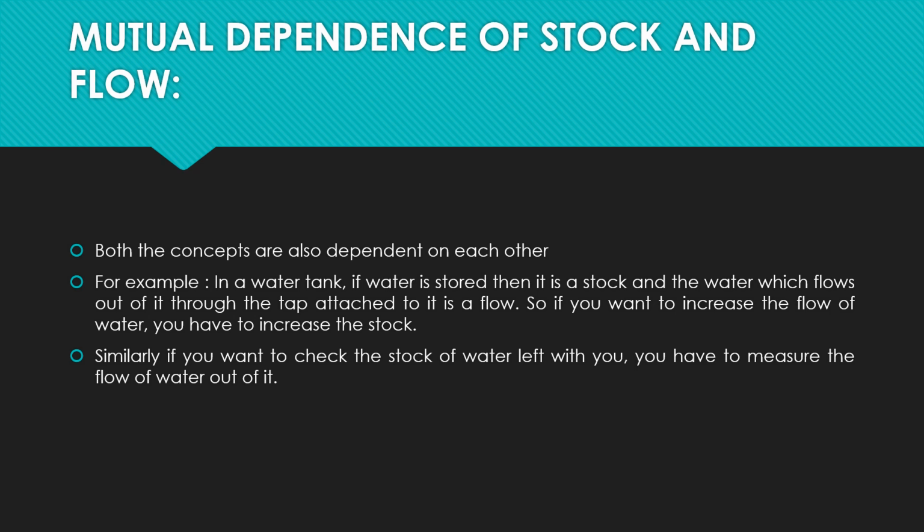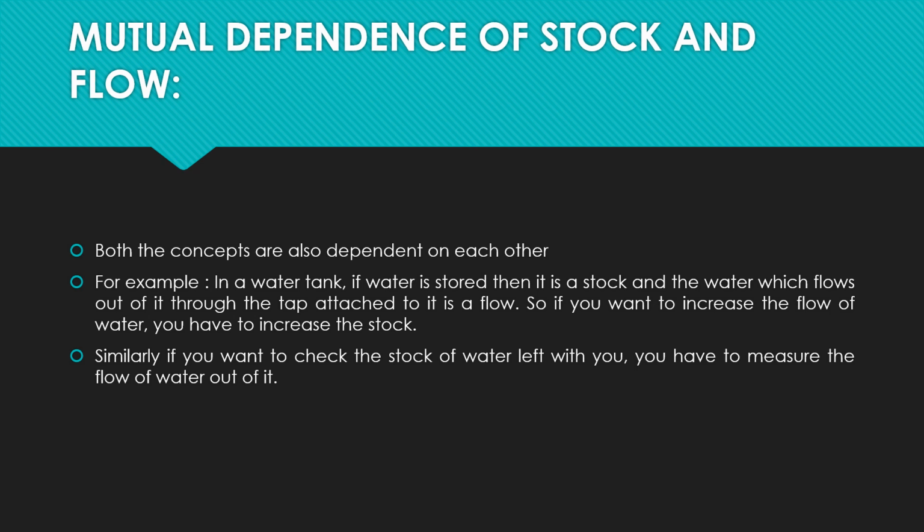Now these two concepts are dependent on each other. Although they are different in many ways, they are also dependent on each other for each other's calculation. How is it? Take an example. If there is a water tank and water is stored, then it is a stock. And the water which flows out of it through the tap attached to it is a flow. So if you want to increase the flow of water, you have to increase the stock. In the same way, if you want to check the stock of water left with you, you have to measure the flow of water out of it. So stock is dependent on flow.